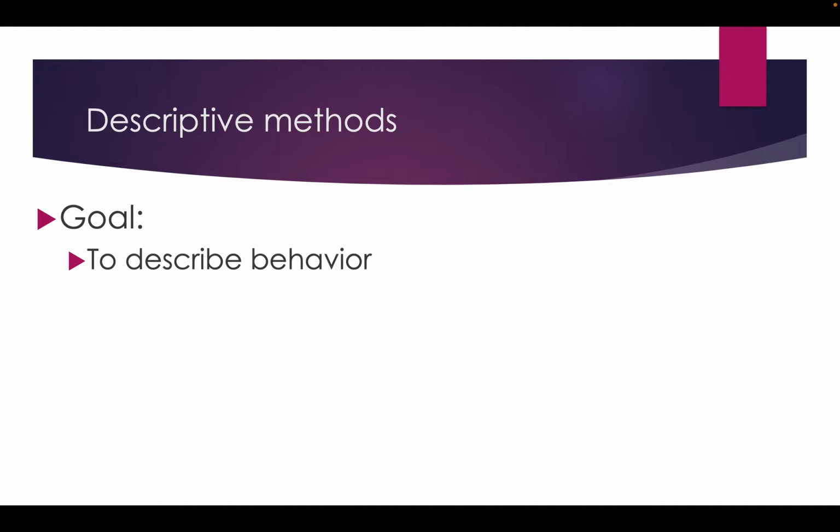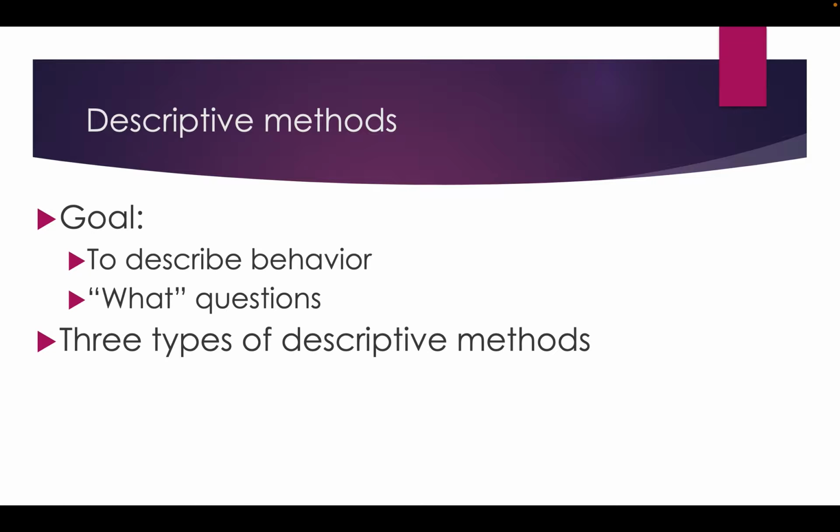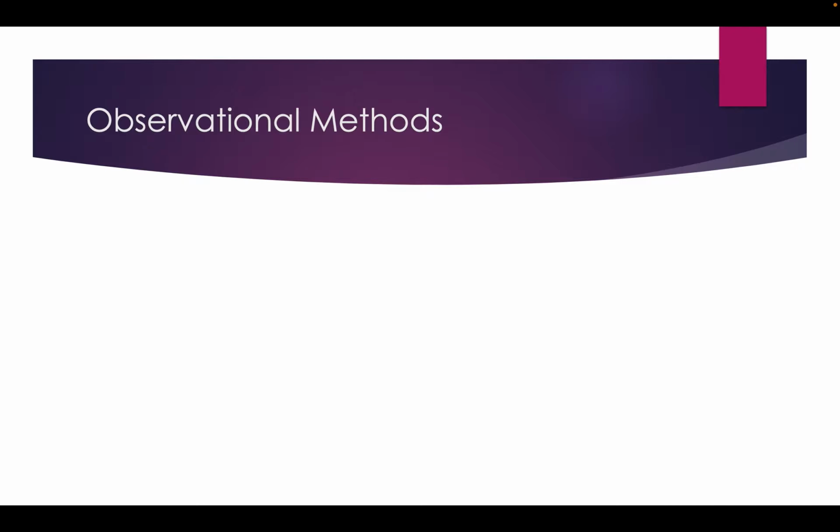So, in general, the goal of descriptive research methods is to describe behavior, the what questions. And there's three types that we're going to discuss in this lecture. We have observational, qualitative, and survey methods. So observational methods are up first.